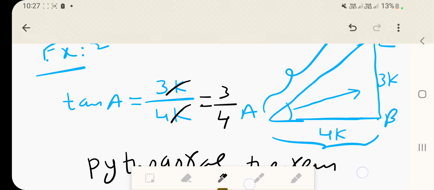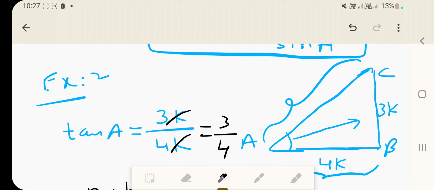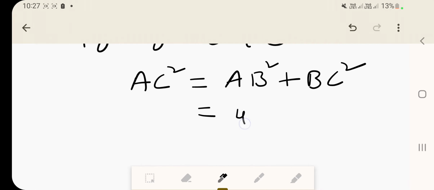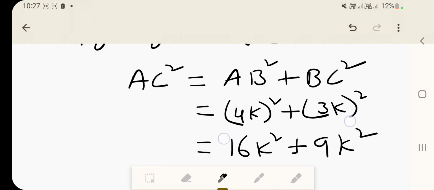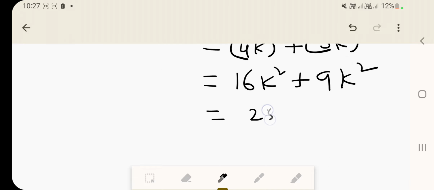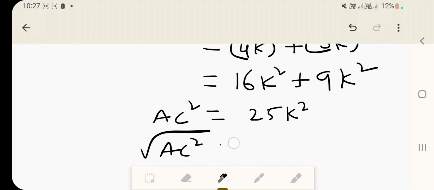Now we know AB is 4K, and we know BC is 3K. So we have 4K whole square plus 3K whole square. We know that 4 square is 16, so 16 K square, and 3 square is 9, so 9 K square. So 16 plus 9 we have 25 K square. This is nothing but AC square. So if you take the square root on both sides, we get AC equals square root of 25 K square.